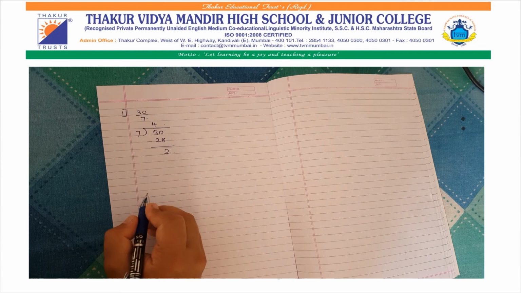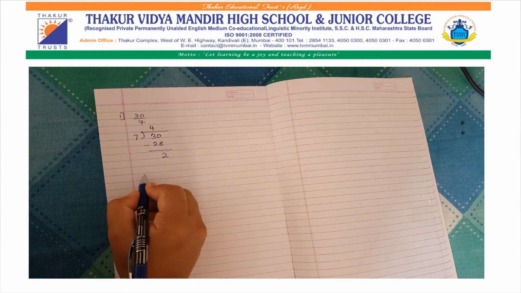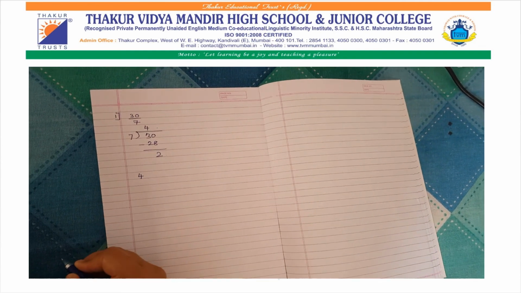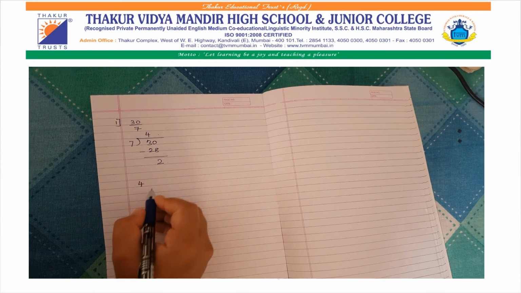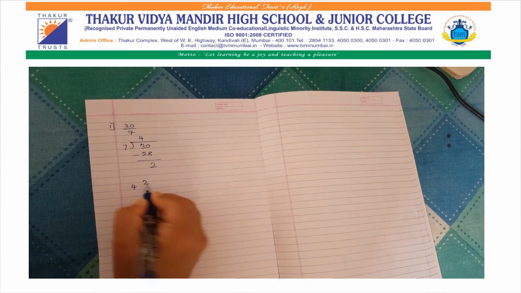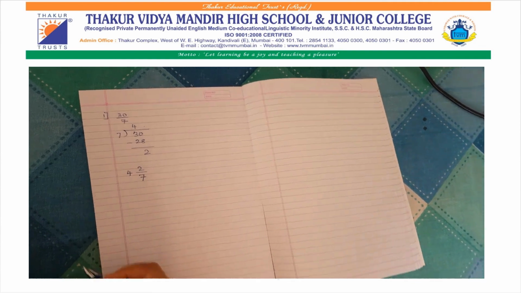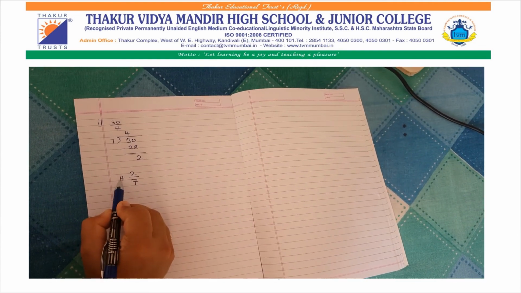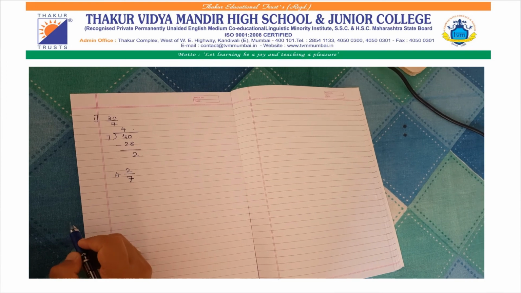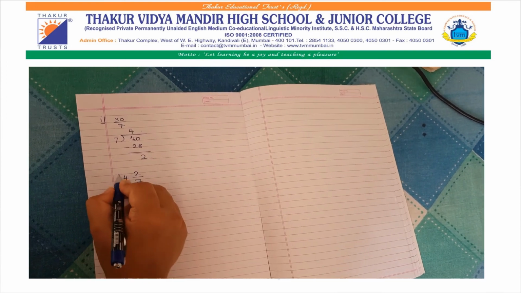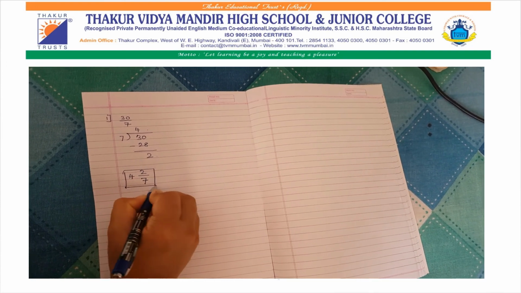So how am I going to write this? The quotient which I got, I am going to write in front. The remainder which I got will be my new numerator and this will be my denominator. So 7 4s are 28 plus 2, I'll get 30. So this is my answer.